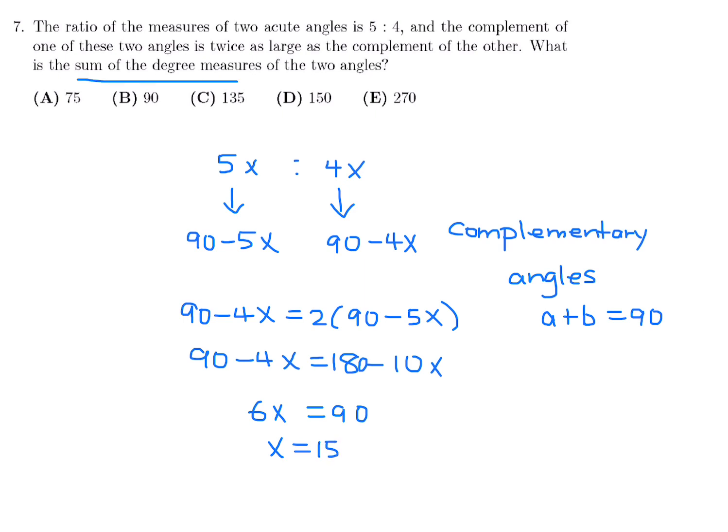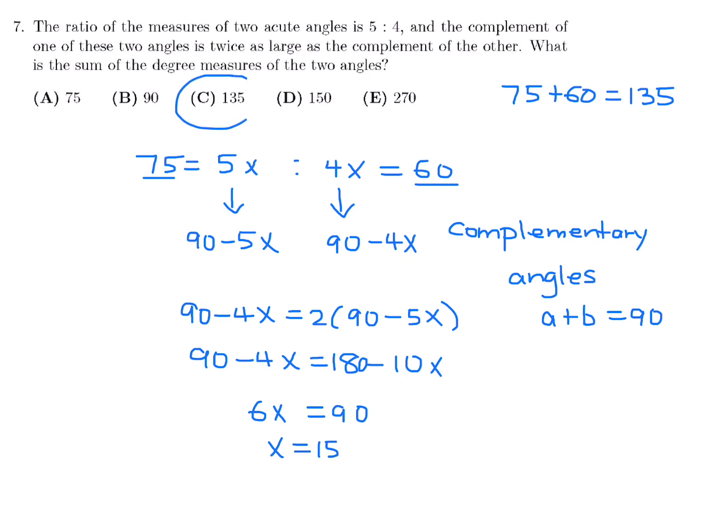What do they want? The sum of the degree measures of the two angles. Since x is 15, 5x is 5 times 15, which is 75. And 4x is 4 times 15, which is 60. And the sum would be 60 plus 75, which is 135. Number 7, therefore, the answer is C.